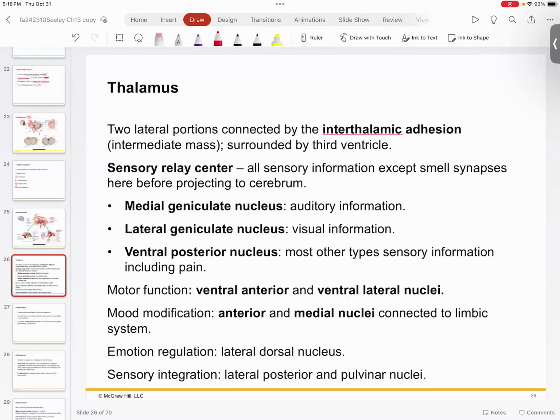So let's kind of get a little sense of what maybe some of these areas do so that we can actually kind of round out our knowledge of the thalamus and kind of get a sense of what's going on here. So lateral portions, that's basically the thalamus. They're interconnected by the interthalamic adhesion or the intermediate mass. Sometimes you'll hear those two terms are synonymous. And this particular structure is surrounded by the third ventricle. So you don't oftentimes see the third ventricle in the sagittal view. You can see it a little bit better in the coronal view. But this kind of surrounds that intermediate mass of the interthalamic adhesion.